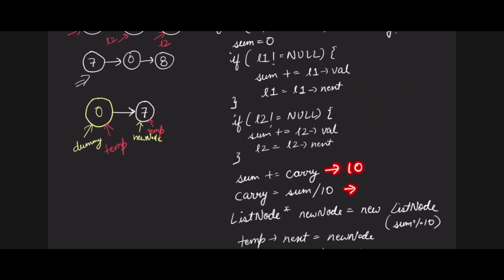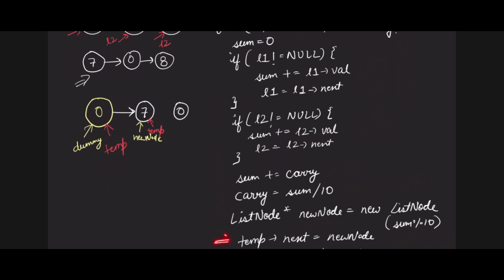Then we'll update the carry. So carry will be 10 divided by 10, which is 1. So for the next set of digits, our carry is 1. Then we'll create a new node with the value what? Sum is 10. 10 modulo 10 will be 0. So we'll create a new node here and its value will be 0.